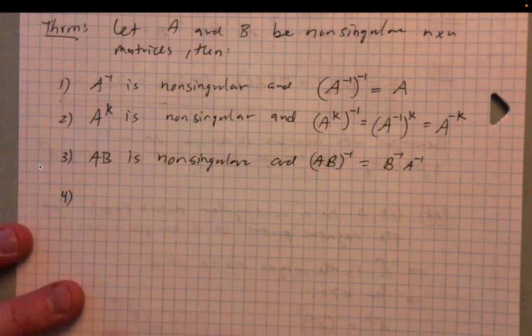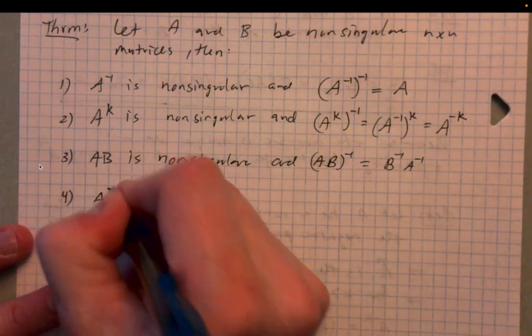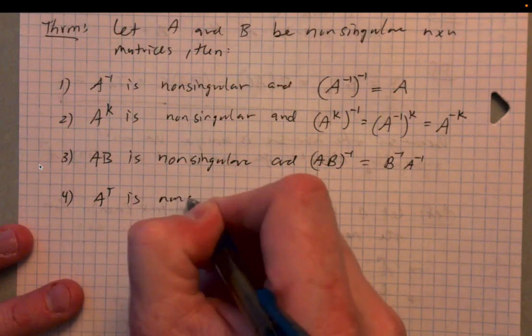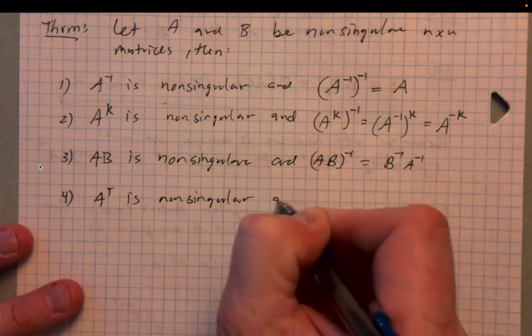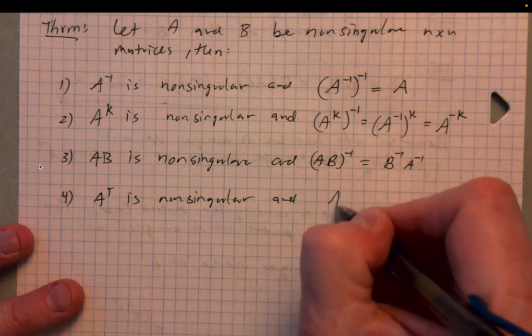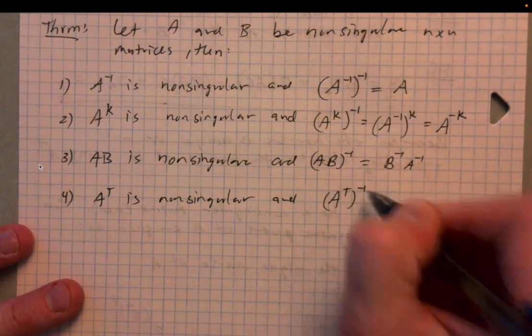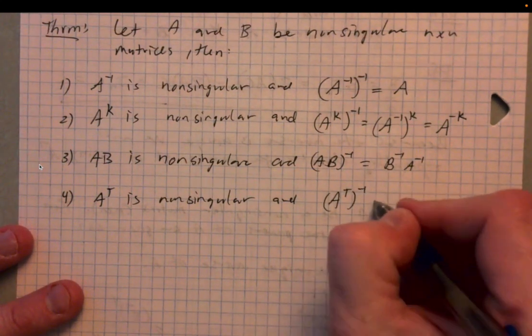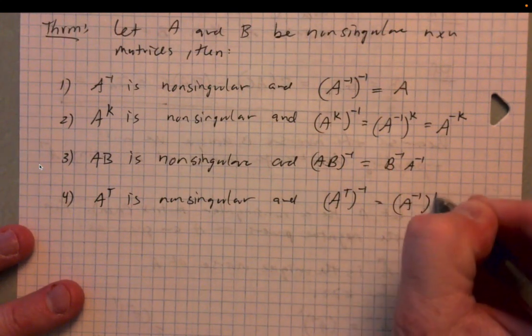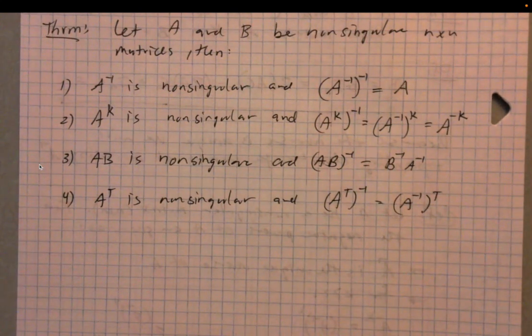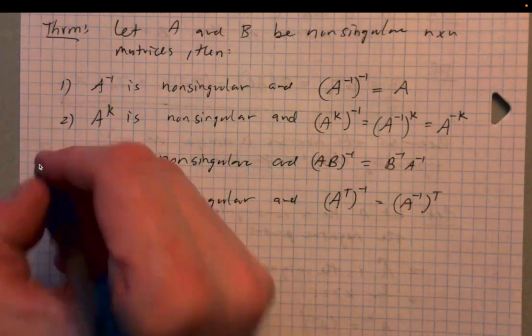Okay, and then finally the last one: the transpose of A is non-singular as well. And you may be able to guess, but if I take the transpose of A and identify the inverse, that is going to be equal to the inverse of A transposed. Okay, so this is a great theorem. Lots of useful little items here that we'll use over and over, just dealing with exponents and inverses. Let's prove these two.